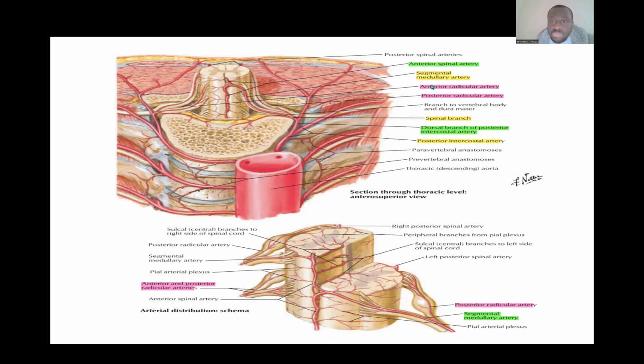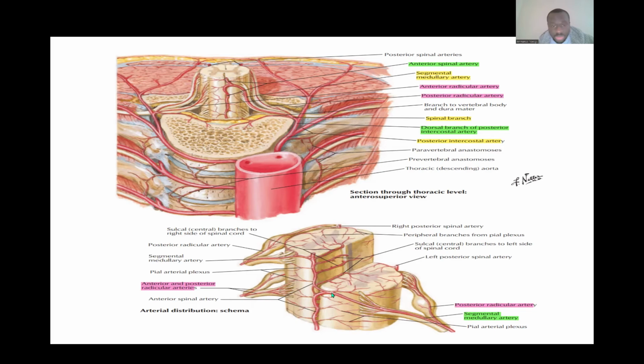But the segmental medullary artery, if you look here, is thicker. The segmental medullary arteries anastomose with the anterior and the posterior spinal arteries. And we have segmental medullary arteries coming from your vertebral artery in the cervical region, and also coming from your thoracic aorta, and from your lumbar arteries.